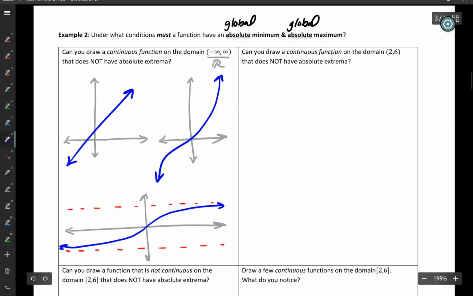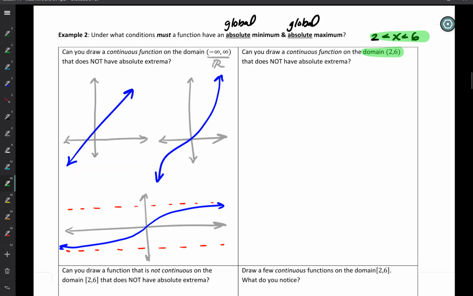Okay, so it's possible. Now I want us to try to draw a continuous function on the domain 2 to 6. I said -2 to 2, but this says 2 to 6. 2 is less than x, which is less than 6, right? On that domain, the function does not have an absolute extrema. So that means no absolute or global max or min. Give it a pause and give it a try.